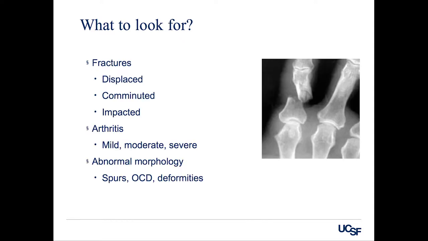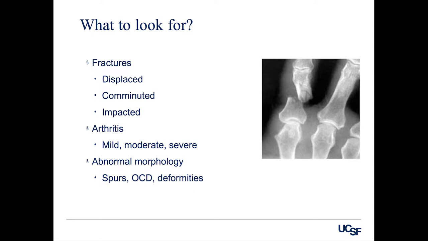And then what to look for on these views. So when you're doing x-rays of the upper extremity, you want to look for fractures, for one. Anytime you have a displaced fracture where it's actually angulated and displaced, that's something you're worried about.